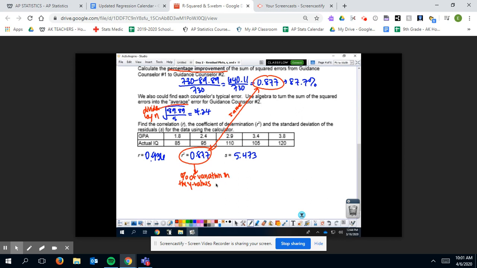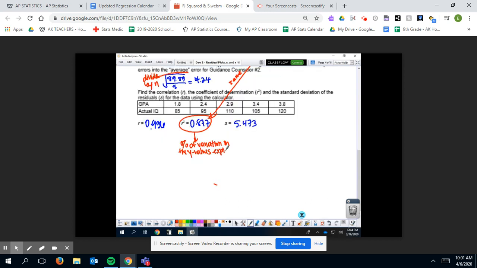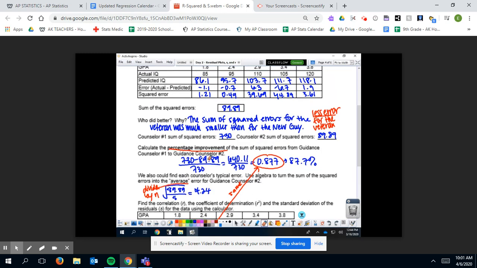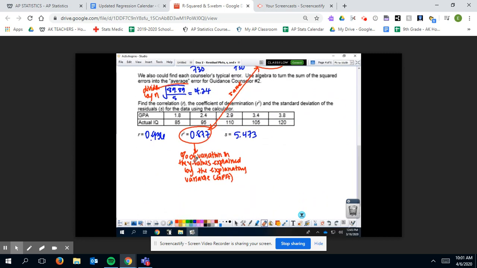That is explained by the x values or the explanatory variable. So I was able to see like the percent improvement by using the line, and so that's the same thing as saying the percent of variation explained by the line. So you don't have to do that calculation ever again, but you do need to know the interpretation for r squared. And so that's just something that is one of the flashcards that you can memorize.